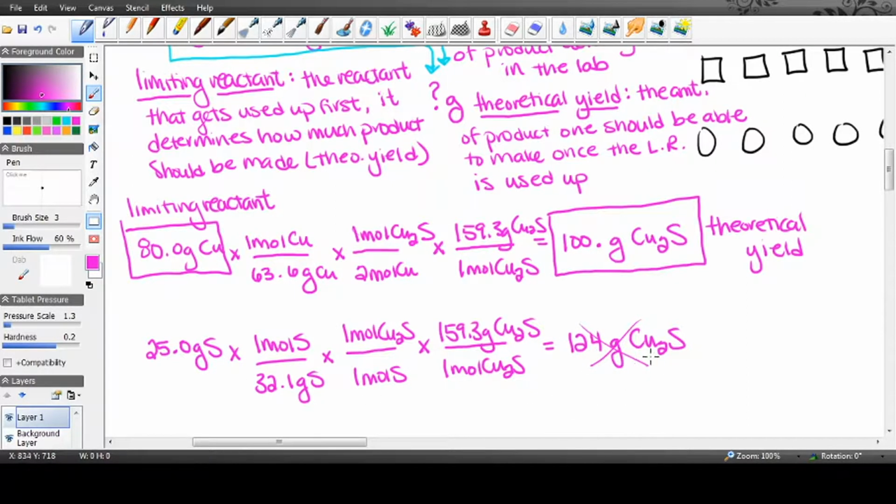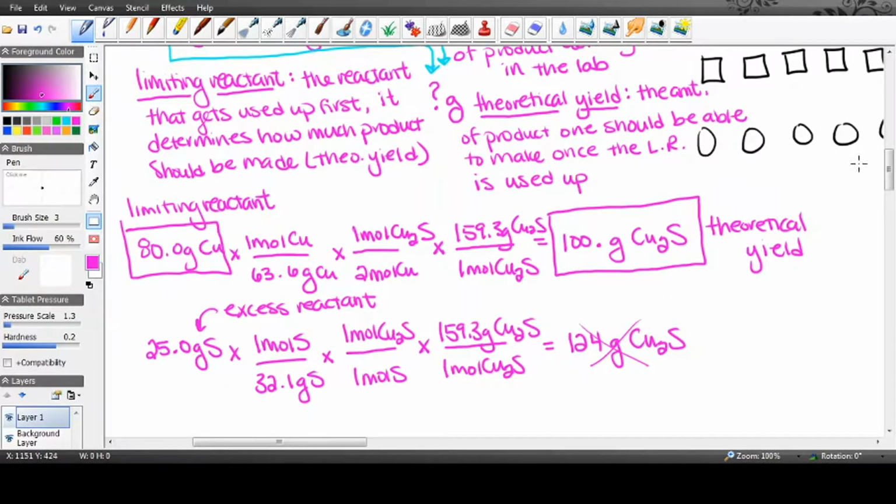Because if you think about it, we're taking copper and sulfur and putting it together and making product. Copper, sulfur, product. Copper, sulfur, product. By the time you have gotten to 100 grams of product, the 80 grams of copper is gone. It's all used up. Which means the sulfur, which could have gone on to produce 124 grams of product if there was more copper available, is now in excess. Okay, so this is what we call our excess reactant.